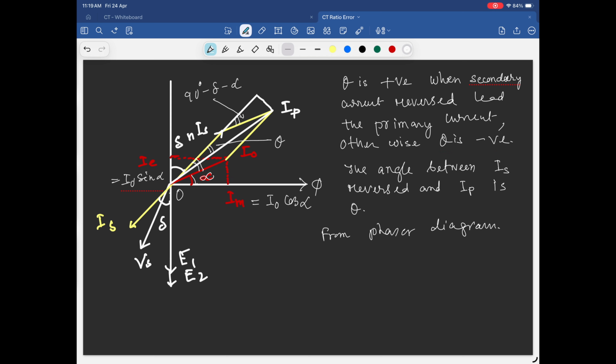Now from the phasor diagram, we have to find out tan theta. So put A, B, C. So OA is equal to NIS. And tan theta is equal to BC by OB. What is OB? OB is equal to OA plus AB. And we have to find out the values of OA and AB.